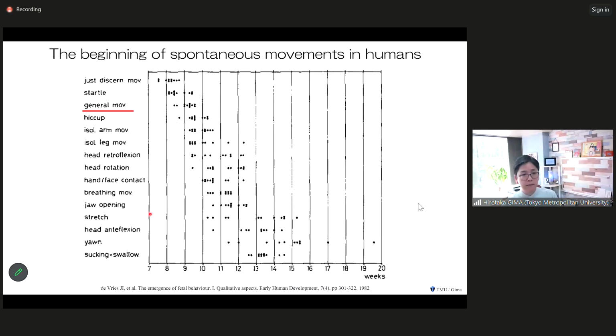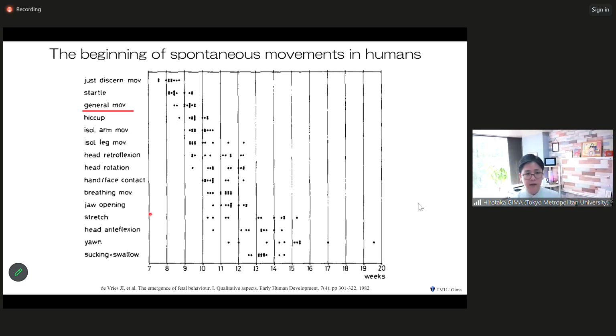And the main hypothesis of my research is that the paucity of spontaneous movements and concomitant lack of sensory motor experience in low birth weight infants may lead to later developmental abnormalities.